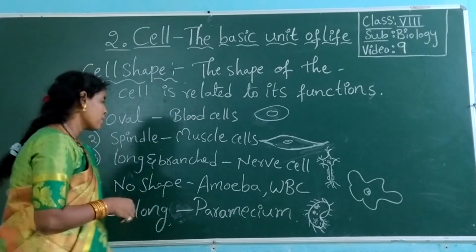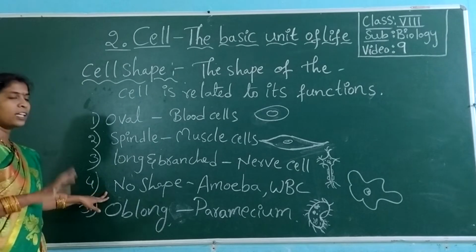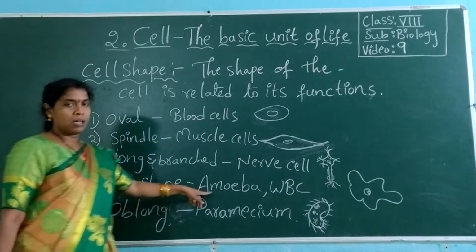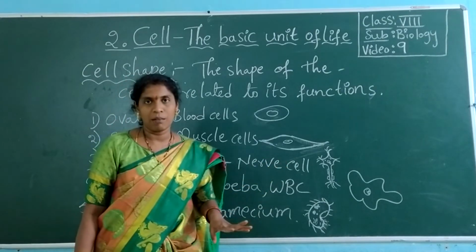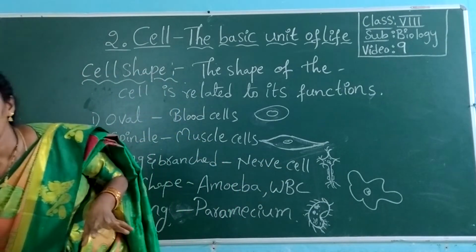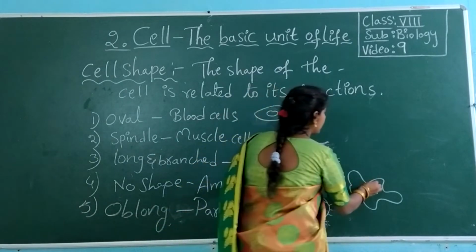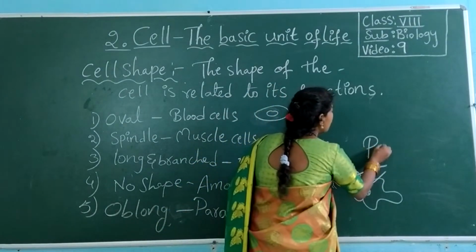Do you understand? And next, some cells do not have any particular shape, like amoeba and white blood cells in our body. They don't have a particular shape due to the presence of finger-like projections in their body called pseudopodia.